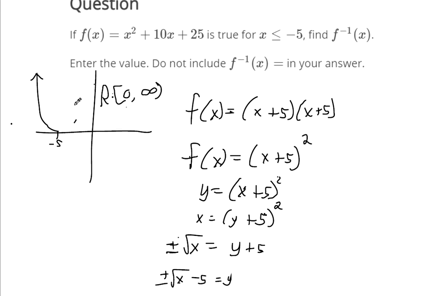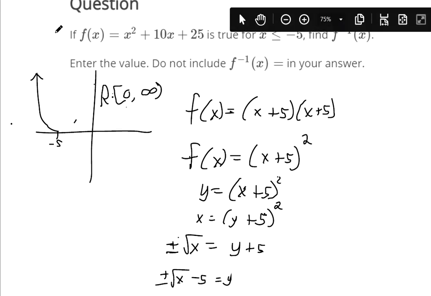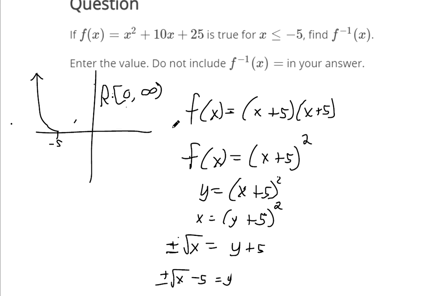0 is the lowest y value. Infinity is as high as we can go in the y value. So it keeps going up and up. So the domain of this new function, it should also be 0 to infinity. And if we check that, that's true because you can't square root a negative number without having imaginary numbers. So the range checks out.